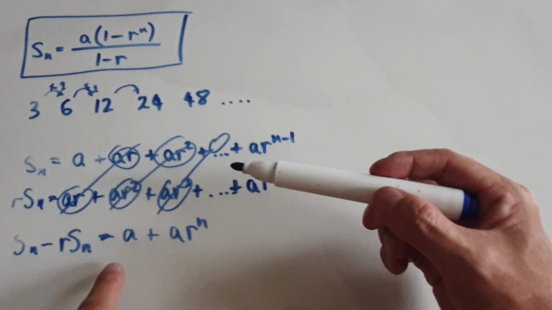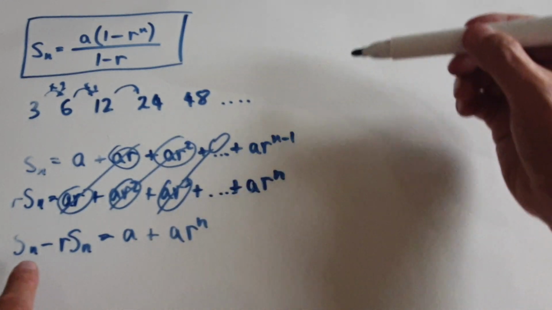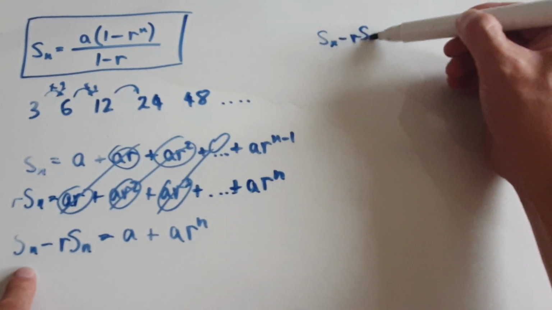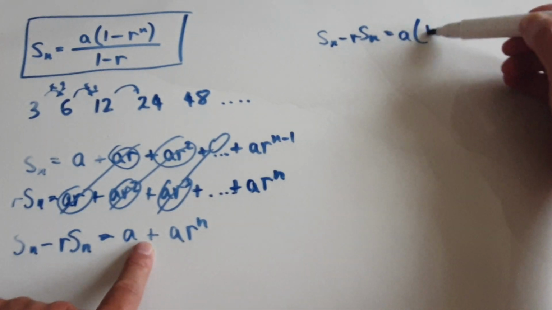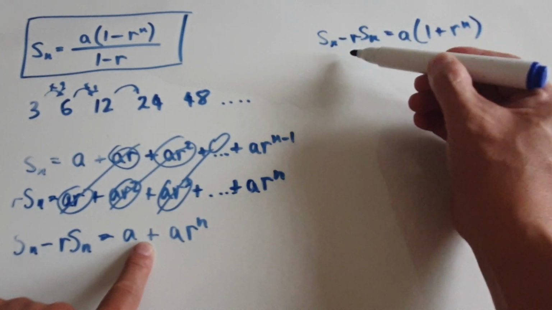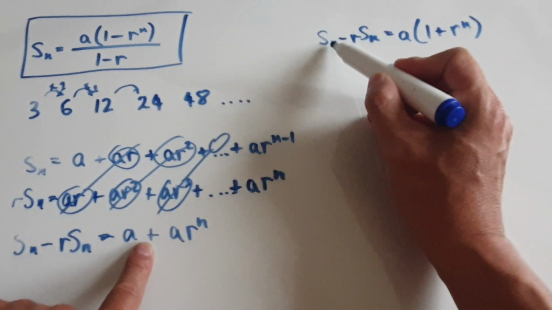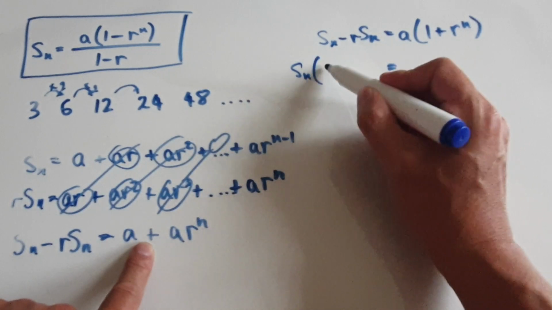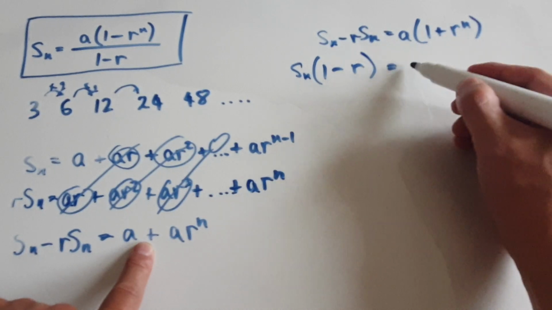So now a is in common, factor out the a, so that would then be, on the left hand side, Sn minus rSn equals, factor out the a, so that would be 1 plus r to the power of n. And then now you can see that factorize the left hand side, Sn and Sn, so that would be Sn bracket 1 minus r equals the right hand side.